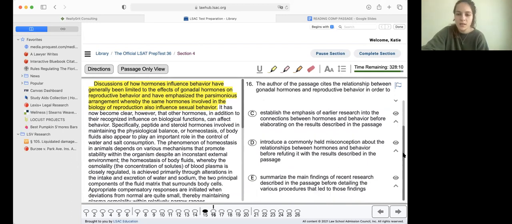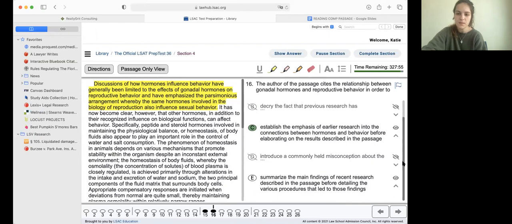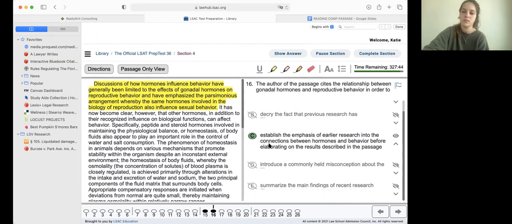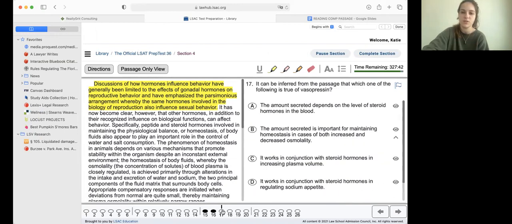Okay. Introduce a commonly held misconception about relationships between hormones and behavior before refuting it. These results don't refute this, it just expands upon it because the results were limited to just gonadal hormones on behavior. Summarize the main findings of recent research described in the passage. No, this is not, the gonadal hormones were not the recent research that we're going to talk about. So it is C. Okay, next question.